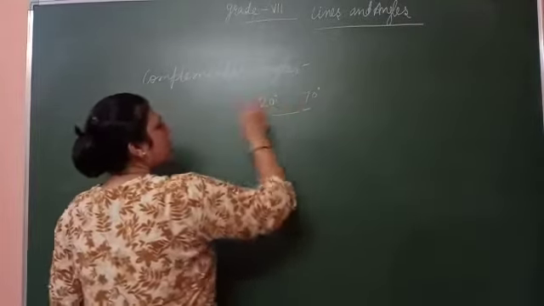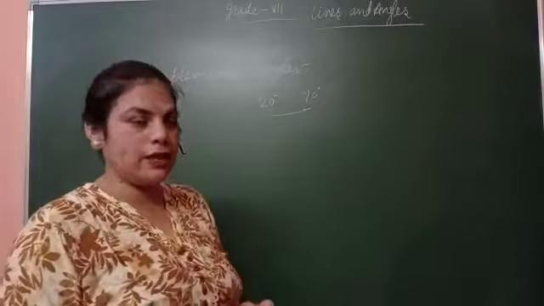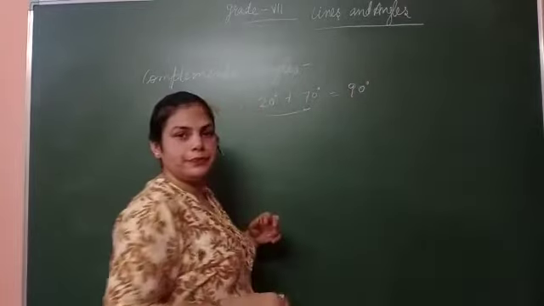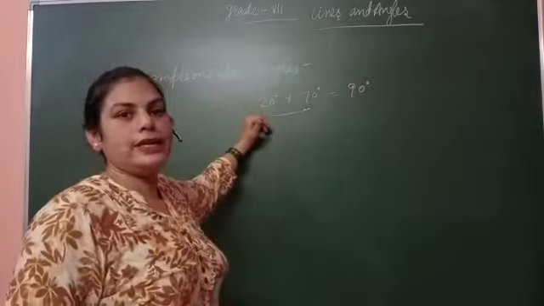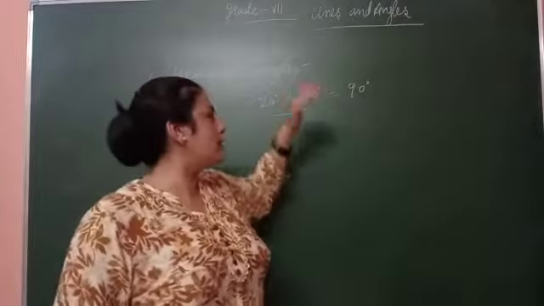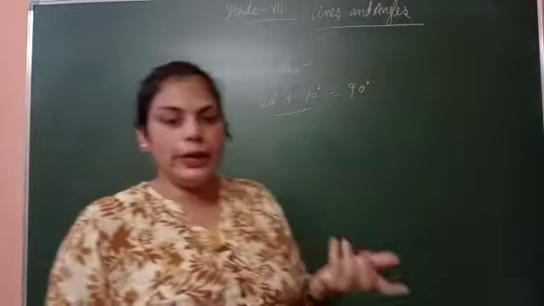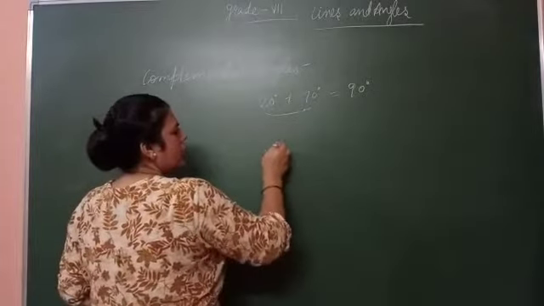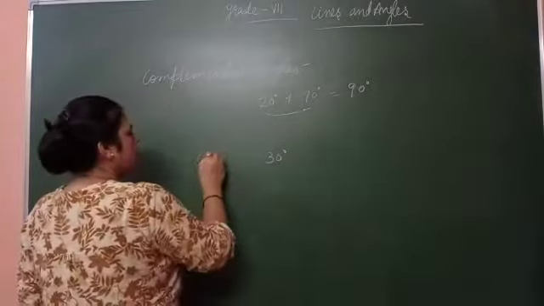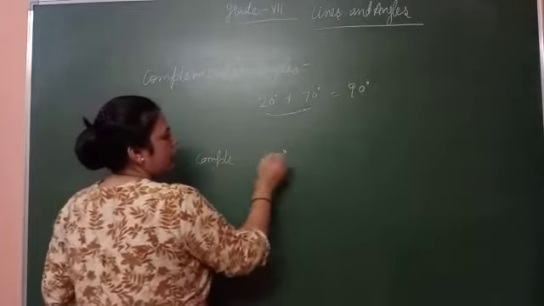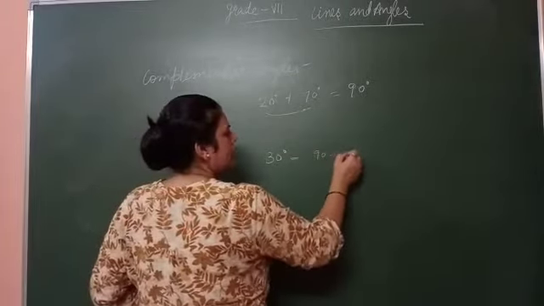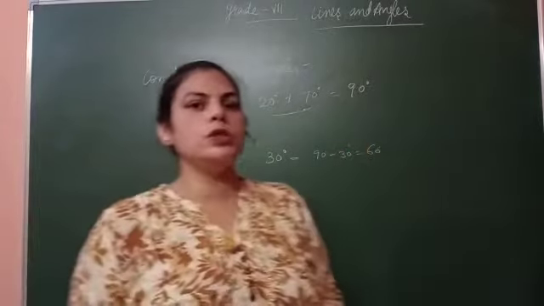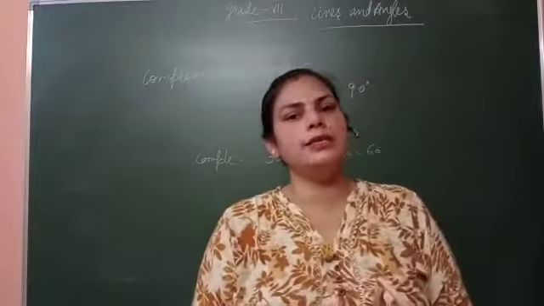So these two angles are complementary angles because their sum is 90 degrees. Clear? We can say that 20 is the complement angle of 70 degrees and 70 degrees is the complement of 20 degrees. Sometimes you get a question: find the complementary angle of 30 degrees. So the complement angle of 30 degrees will be 90 minus 30, that is 60 degrees. Clear? So complementary angles are those angles whose sum is 90 degrees.